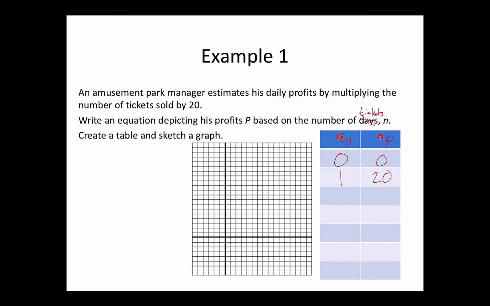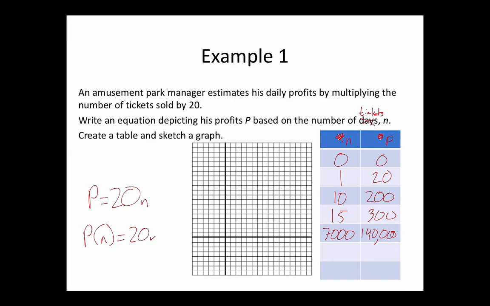So I'm going to jump up to 10 tickets. If he sells only 10 tickets, the profit he's going to make is $200. If he sells 15 tickets, he's going to make $300. I don't know, what if he sells 7,000 tickets in a day? He's going to make $140,000. Now, we can keep going. I can plug in other random numbers here. But one thing we have to pay attention to is our equation: the profits is going to be 20 times the number of tickets that were sold. If you want to use a slightly more sophisticated notation, it would be P of n equals 20 times n.